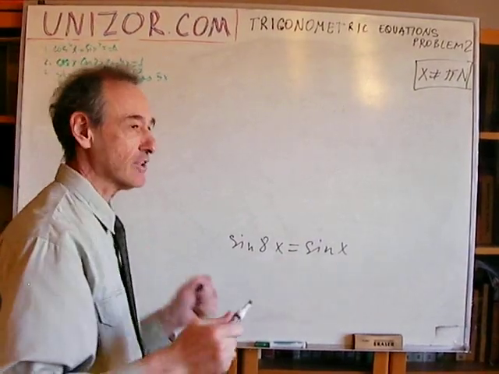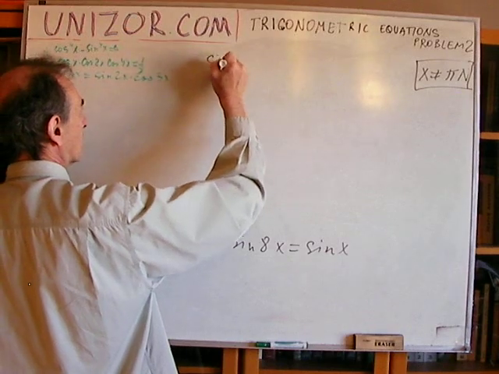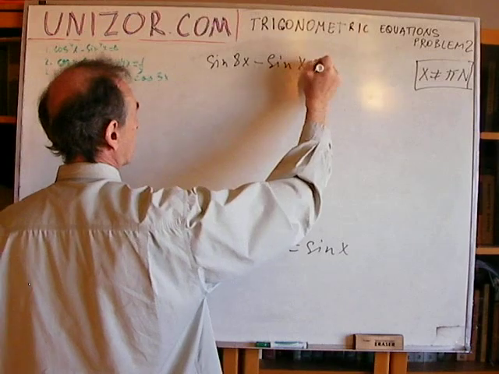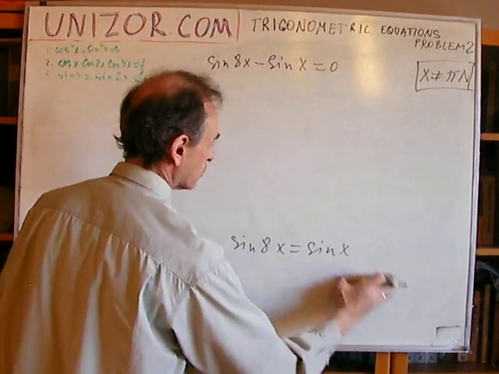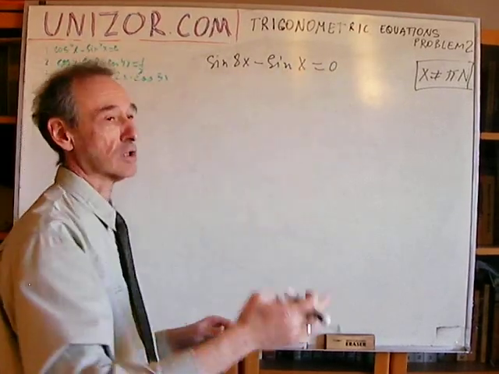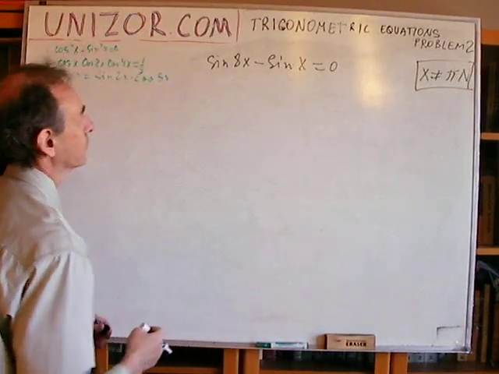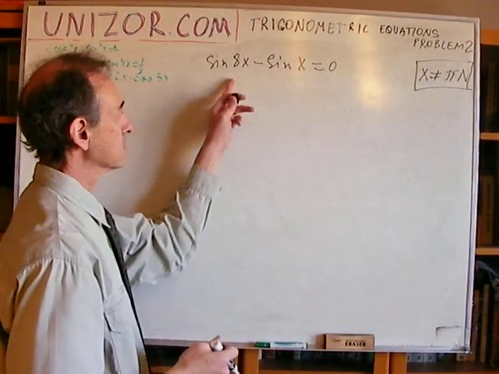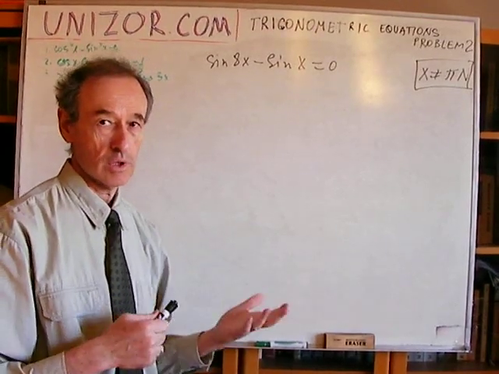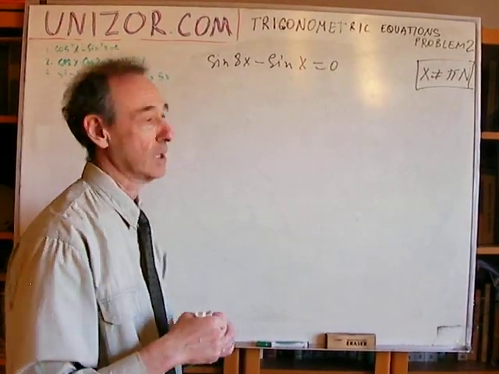And we actually did solve something very similar, but I will do it again. So it's sine 8x minus sine x is equal to 0. And the way to do it is to convert it into a product. And if a product is equal to 0, it means either one component or the other is equal to 0. All right, so how to convert this into a product? It's a difference between two sines, right?